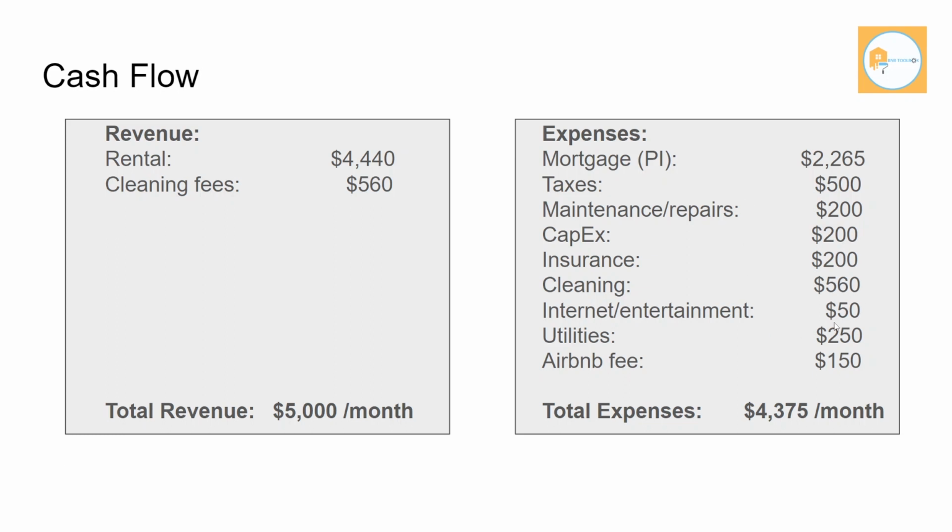So adding all of that up will total $4,375 per month of total expenses. So in order to calculate the cash flow, you will just subtract the expenses from the revenue, and that will total a monthly cash flow of $625. Which is positive, and that's good. You don't want to be negatively cash flowing on an investment property, ideally.